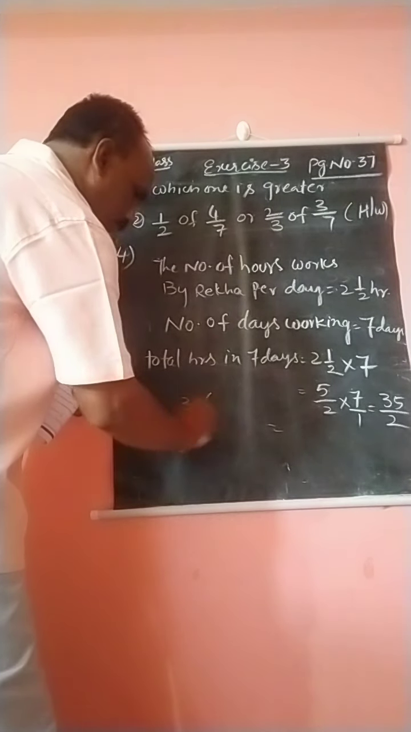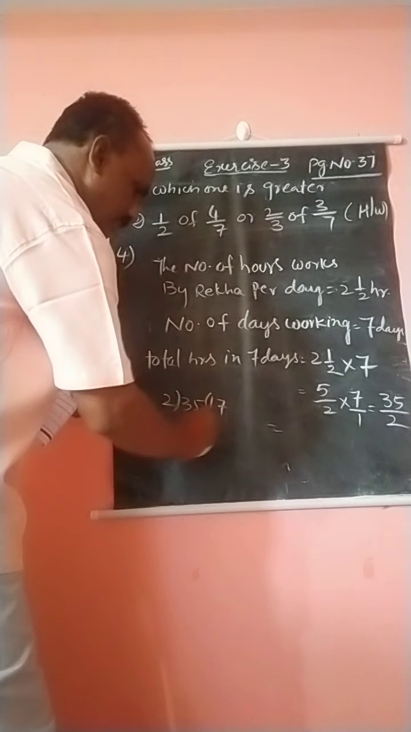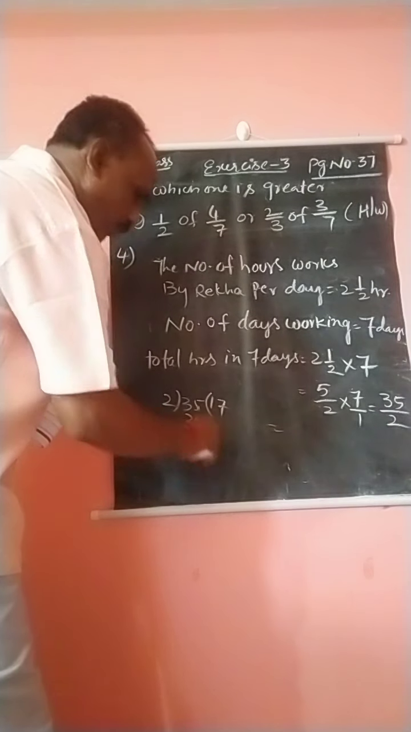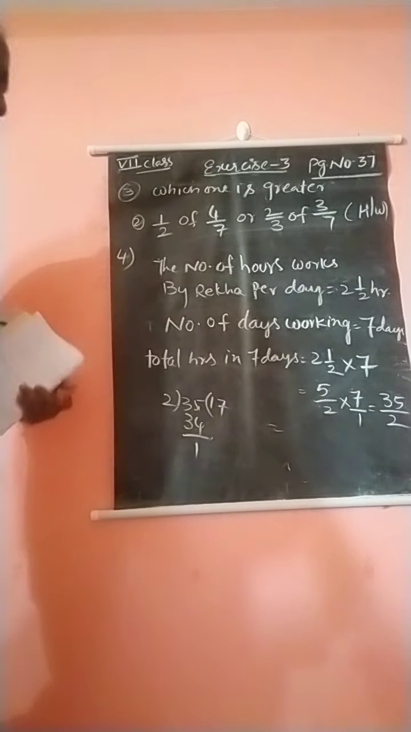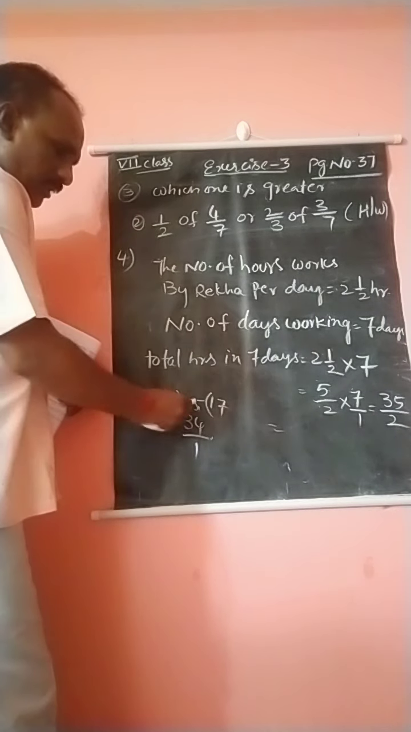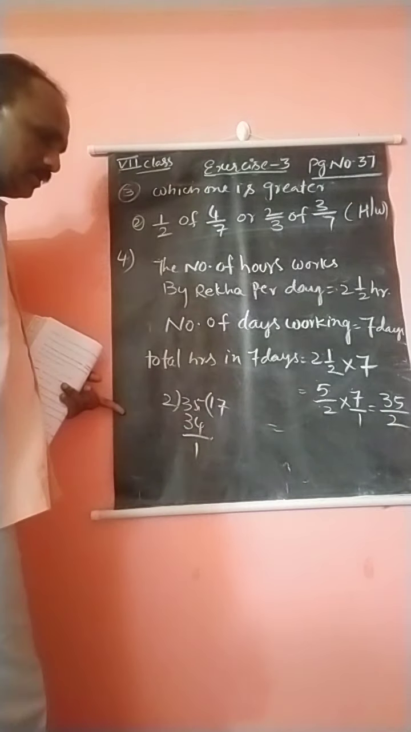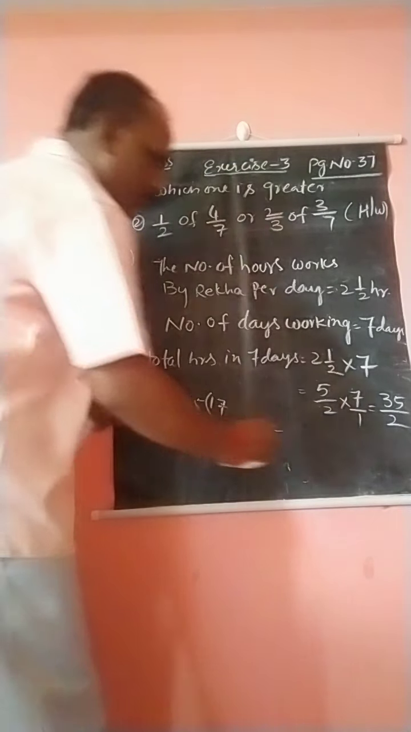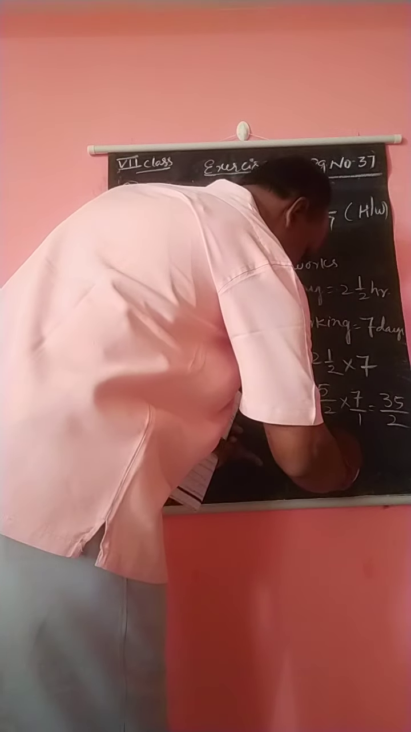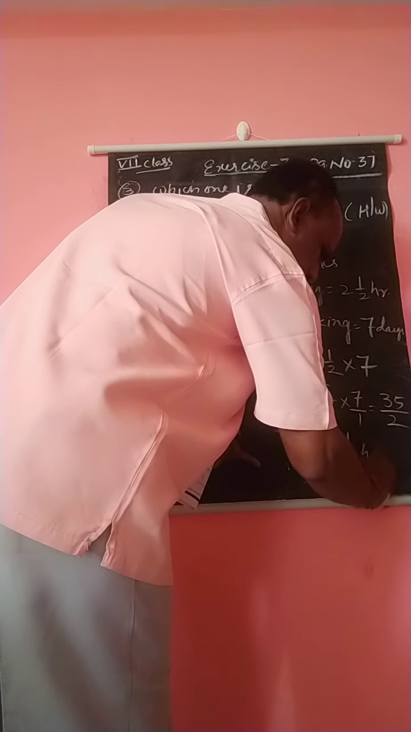35 by 2. 2 seventeens are 34, remainder 1. What is the remainder? 1. That means 17 and 1 by 2 hours.